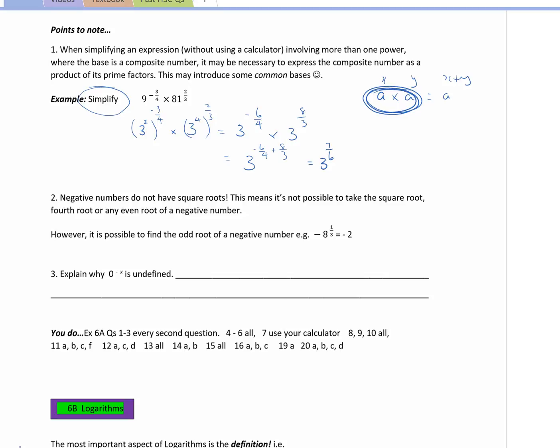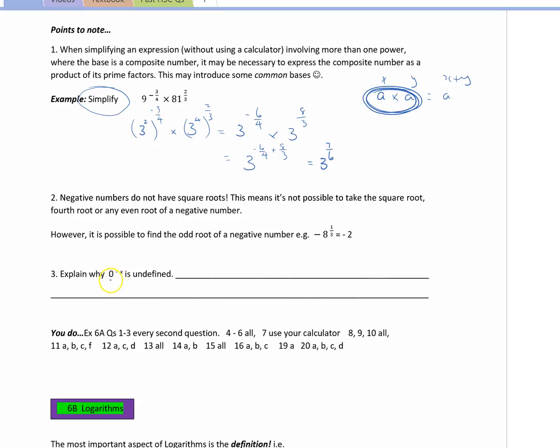Also, just a reminder that negative numbers don't have a square root, not in this course. When you start Extension 2, you'll see that you can take the square root of a negative, but not in this course. And so you can't take the 4th root, or in fact any even root of a negative number. However, you can take the odd root of a negative number. So negative 8 to the 1/3 makes sense. We want the cube root of negative 8, and we know that's negative 2.